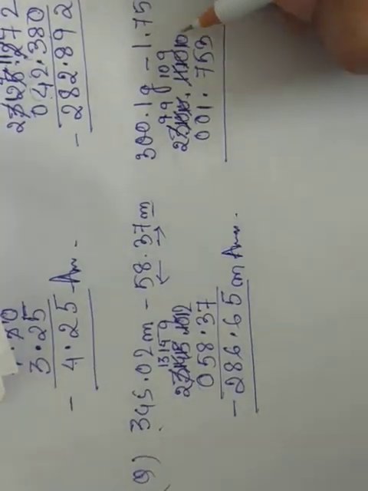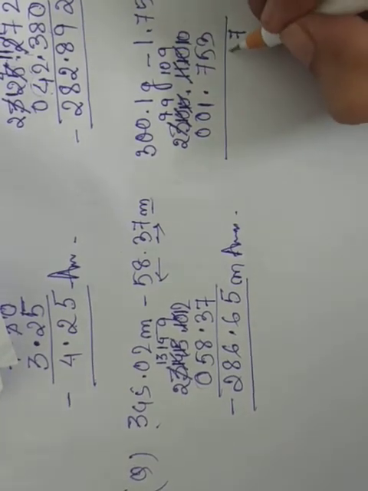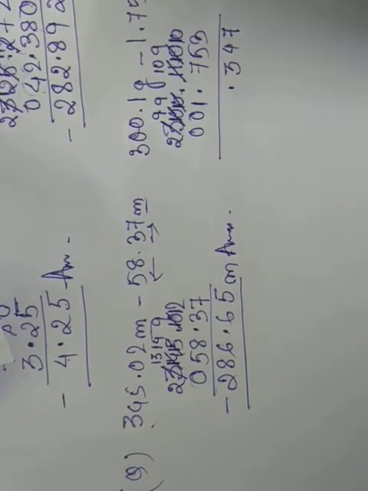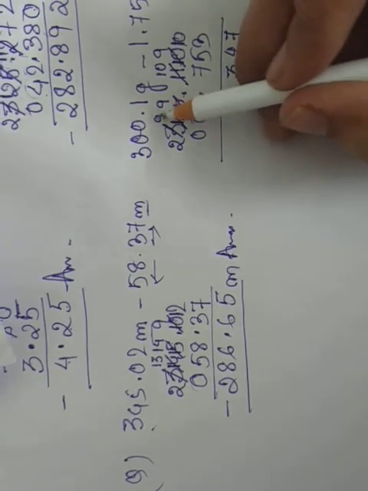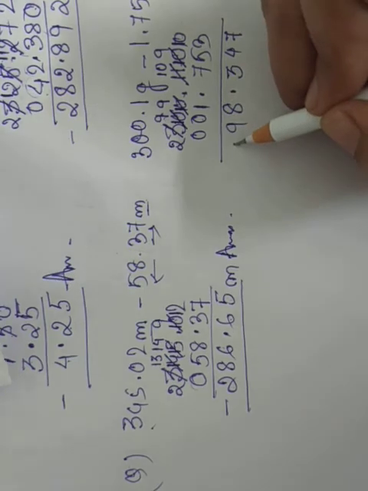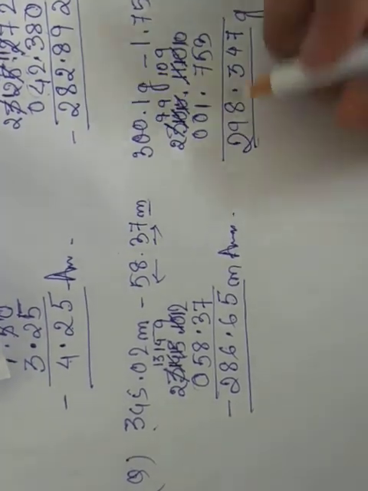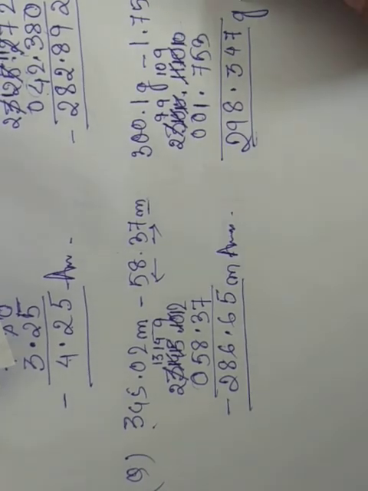So if I deduct 3 from 10, it will give me 7. 5 from 9, it will give me 4. 7 from 10, it will give me 3. 1 from 9, it will give me 8. 0 from 9, it is going to give me 9 only. 0 from 2, it is going to give me 2 only. So the answer is 298.347 gram. Okay.